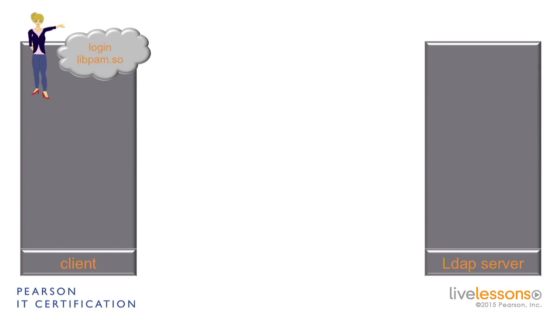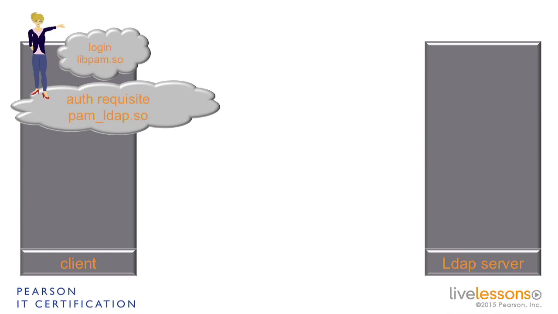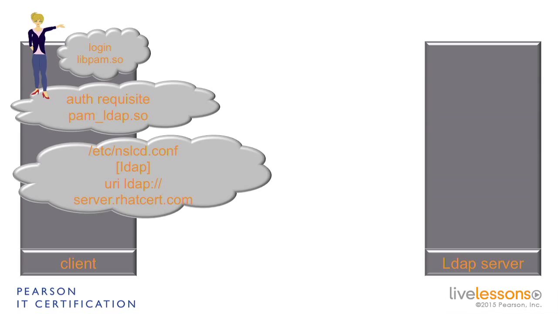So let's sum all this up in a slide. We have a user, Lisa, that wants to log in. The login process calls the libpam.so file, which is the library that adds PAM awareness. In PAM, the authentication process finds this line of requisite pam_ldap.so. Next, based on the definition of pam_ldap.so, the LDAP configuration file is read.